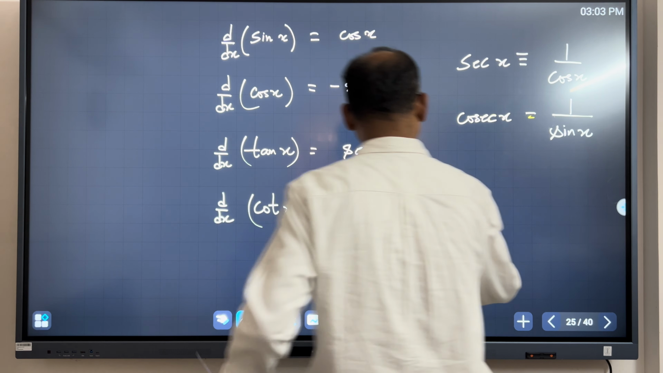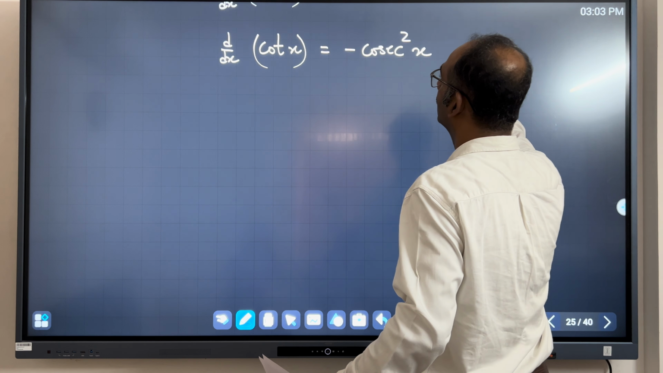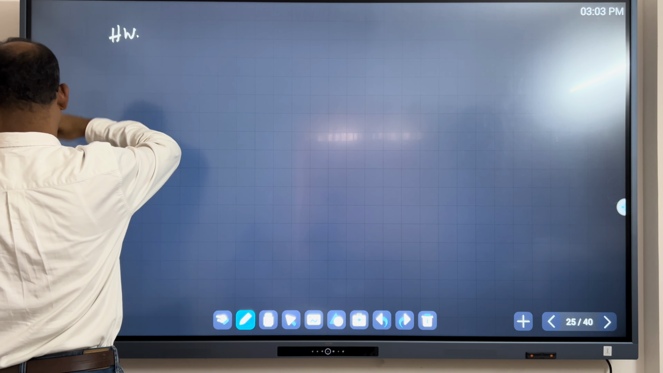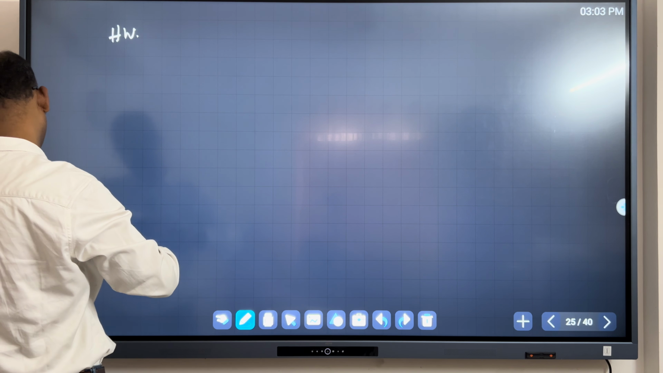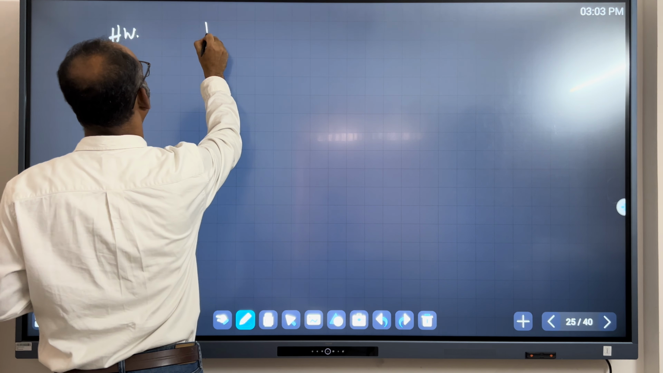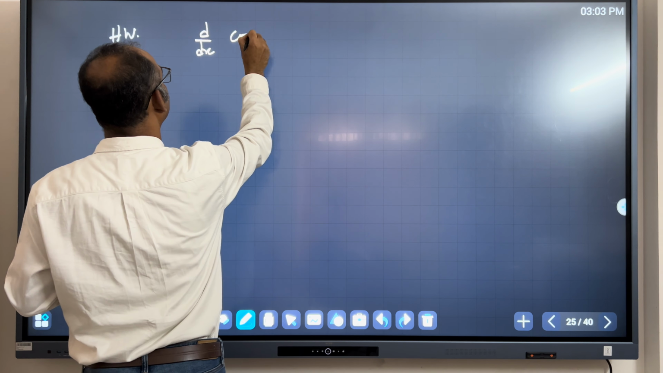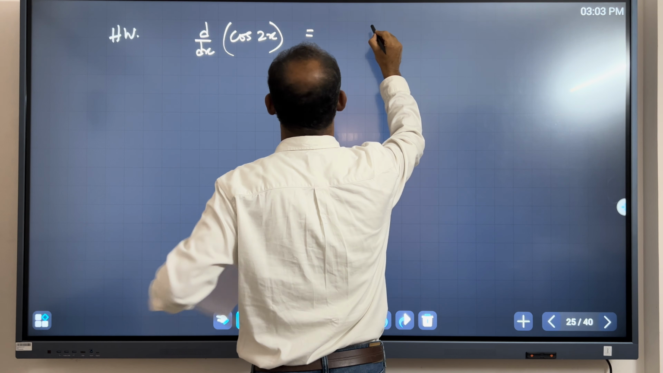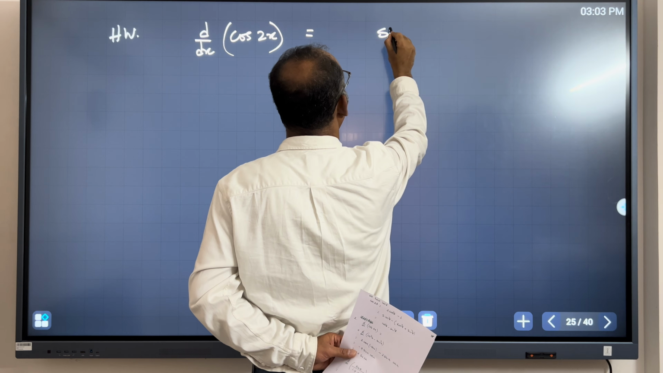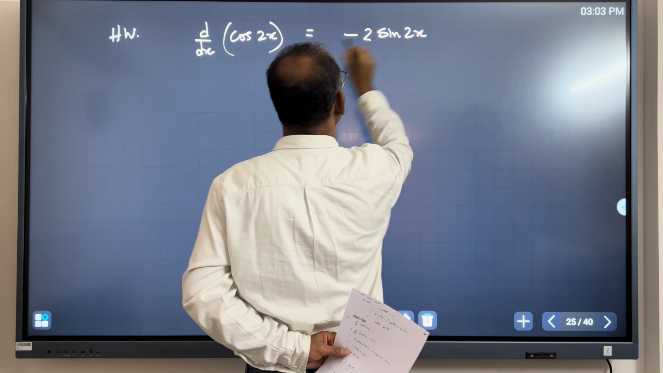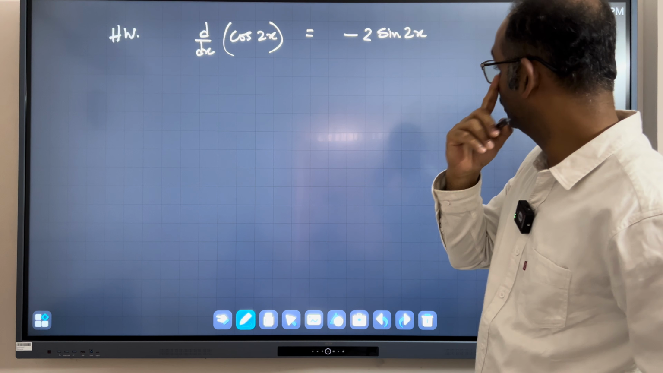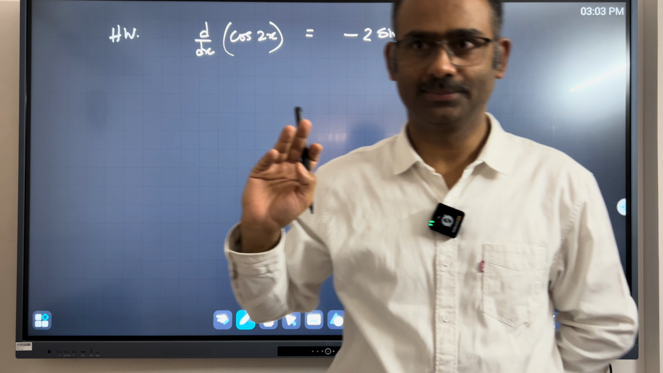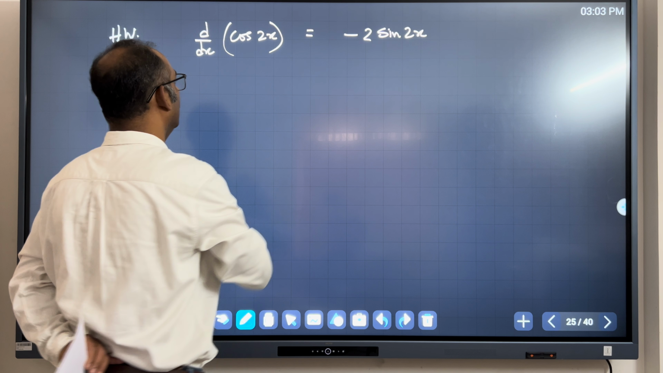Okay, so I'll give you a homework. Show that d over dx of cos of 2x is equal to minus 2 times sine of 2x. That you should show. Don't use any fancy rules. Don't use rules which I haven't told you yet. We need good practice.